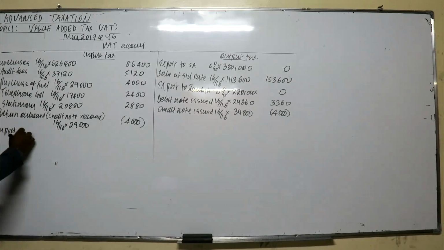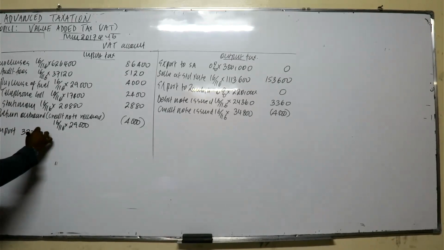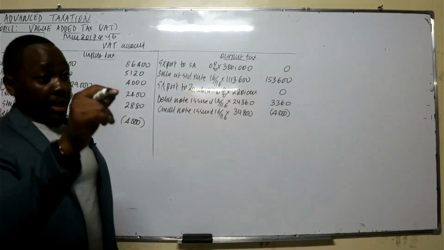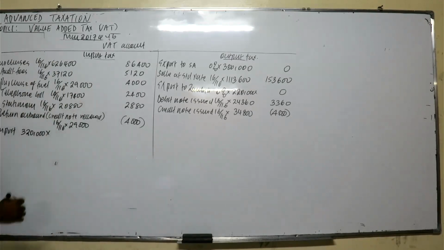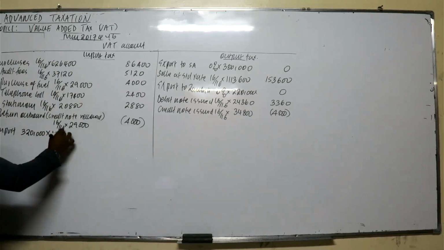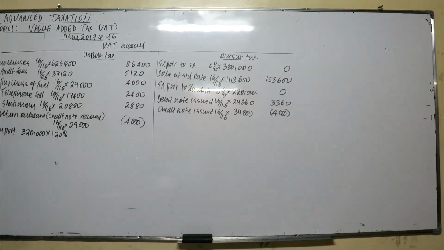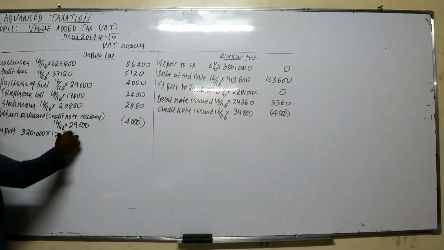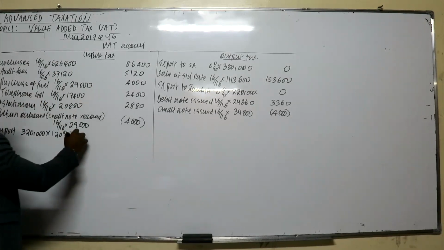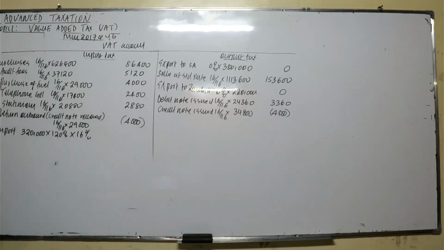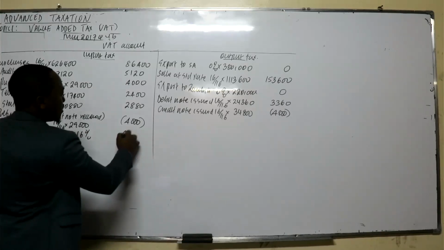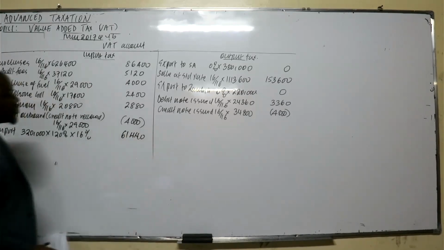So the cost was 320. Then they were charged an import duty of 20%. So you multiply by 120 so that you get the total cost inclusive of VAT, I mean, inclusive of import duty. Now, once you get the total cost inclusive of import duty, then you charge them 16%. 61 for 40 goods.